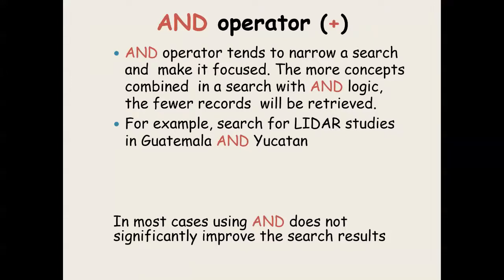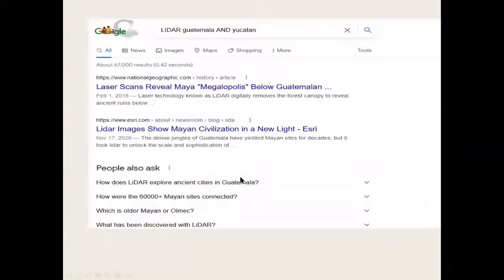I don't often use AND. In general, it's really not necessary to use AND, because even without the AND there, the Google search engine is going to look for both those terms anyway. But it's one of the Boolean operators that you can use in the process.